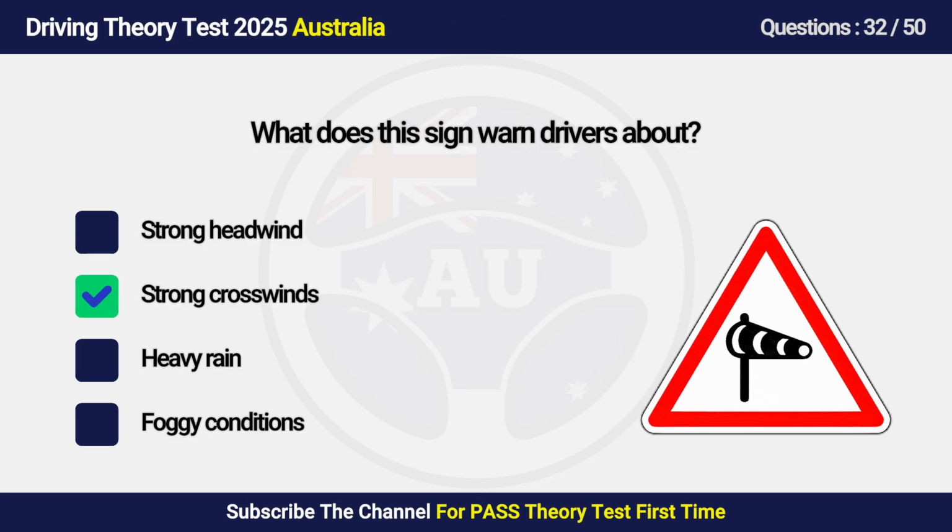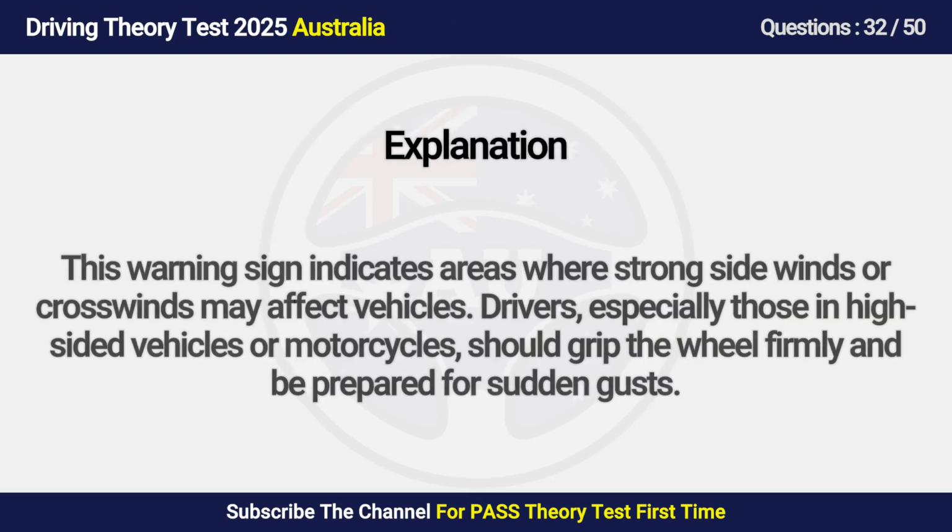Answer is B. Strong crosswinds. This warning sign indicates areas where strong side winds or crosswinds may affect vehicles. Drivers, especially those in high-sided vehicles or motorcycles, should grip the wheel firmly and be prepared for sudden gusts.